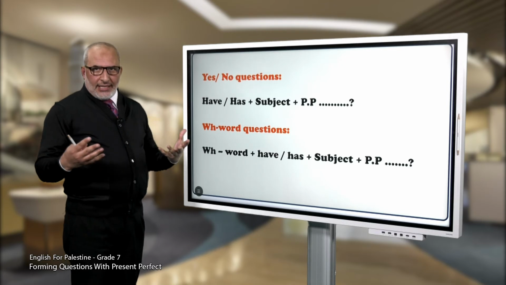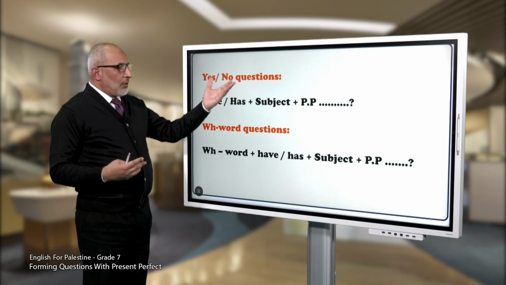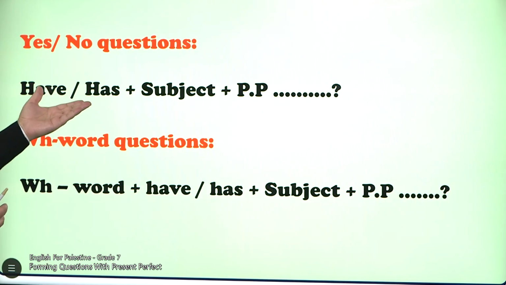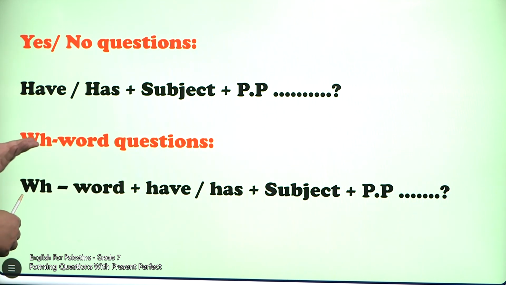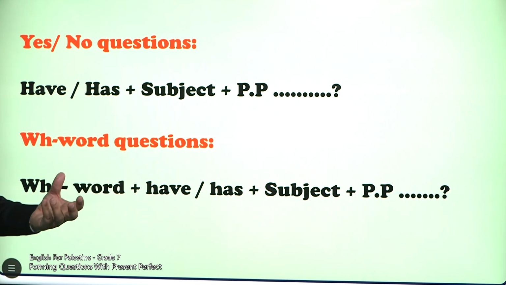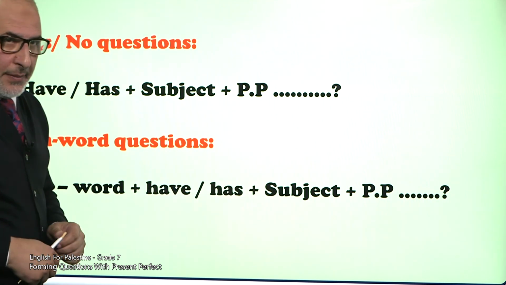Okay, to summarize, let's see. To ask yes/no questions with the present perfect, we use have or has, plus subject, plus past participle. And to ask WH word questions, we start the question with the WH word, then have or has, the subject, and past participle.